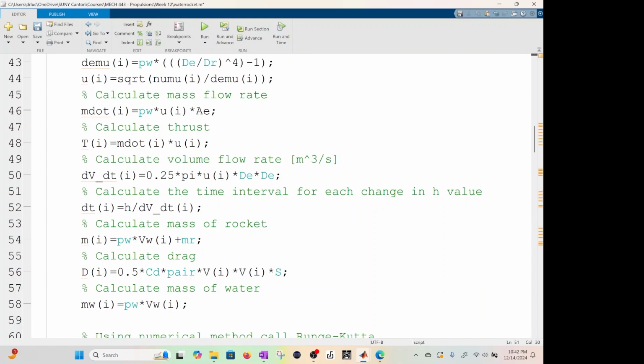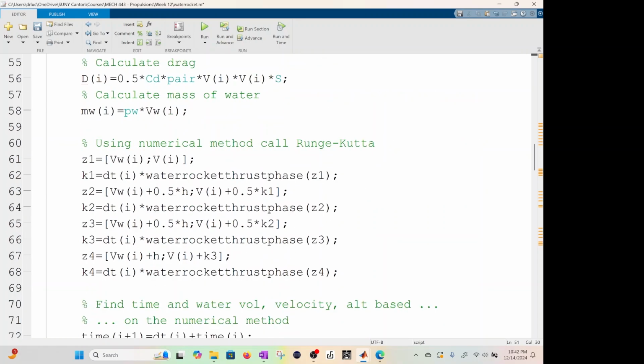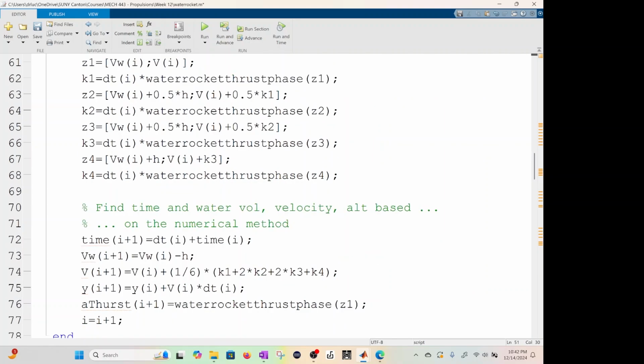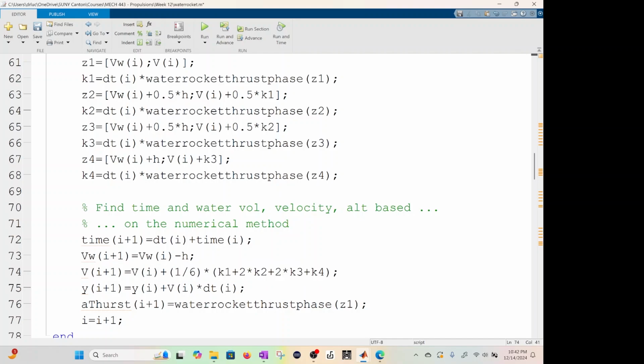Here's the mass of the rocket, the drag, and the mass of the water. And then here, I'm sending this information 4 times, and it's going to find an average down here. See how it's 1/6 of this average to this function code, which is this numerical method. Okay. Don't get stuck on this. As long as you kind of understand what's happening, that's perfectly fine.